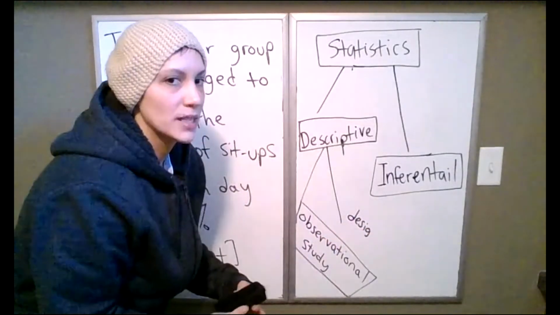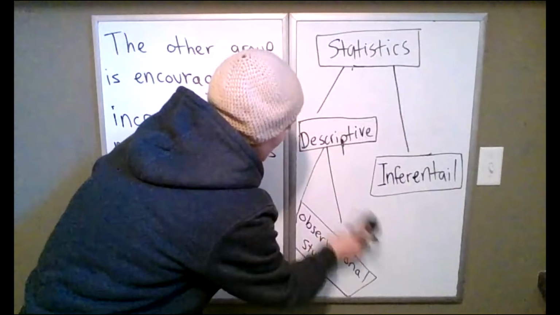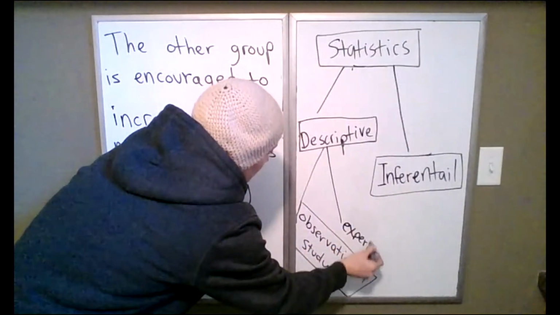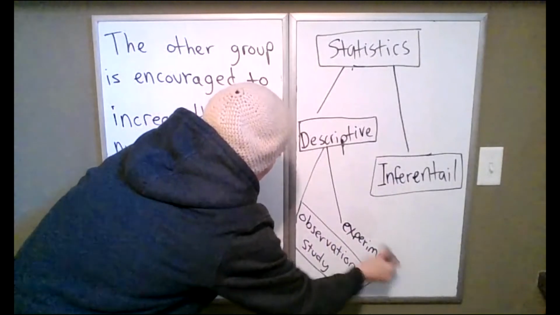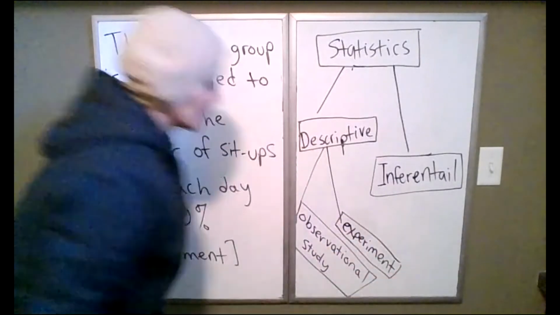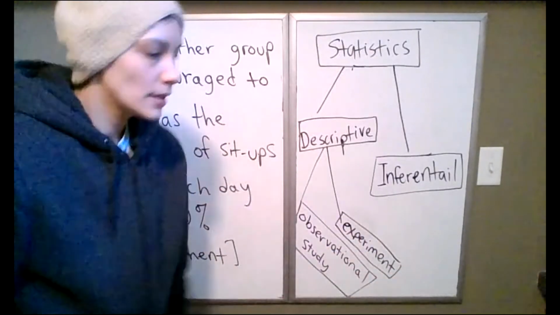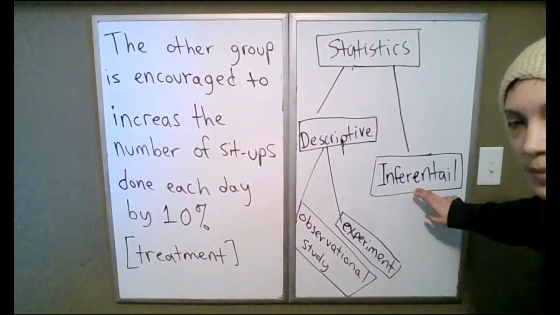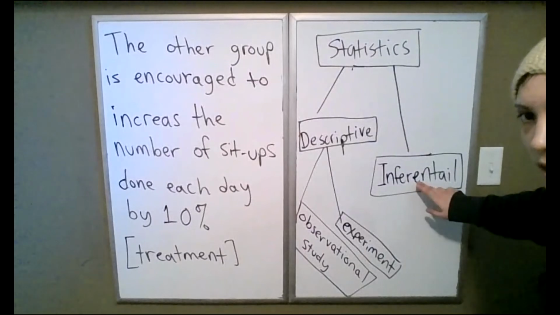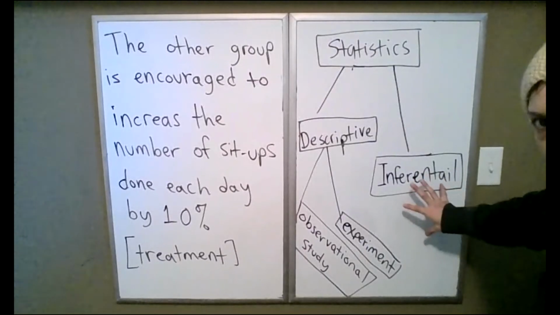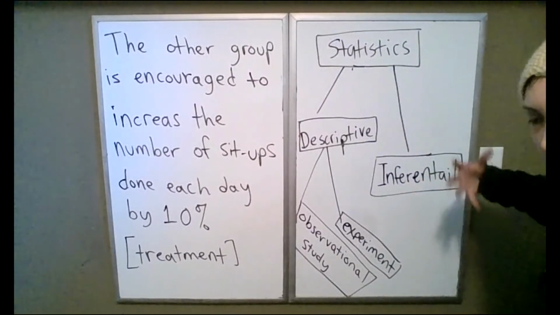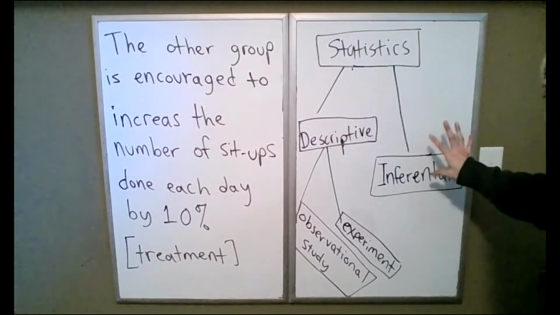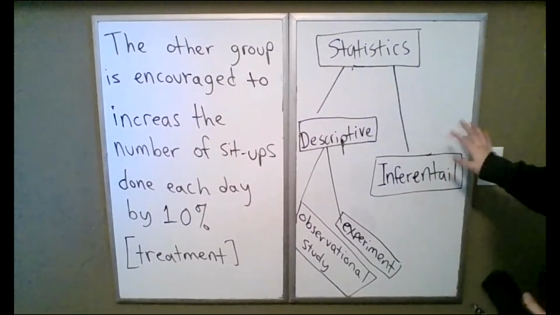I'm just going to put experiment. Or do those to that sample that you find. And from that sample, do an observational study or an experiment, and then use those results to understand something about the whole population that you couldn't gather information from each and every single individual.